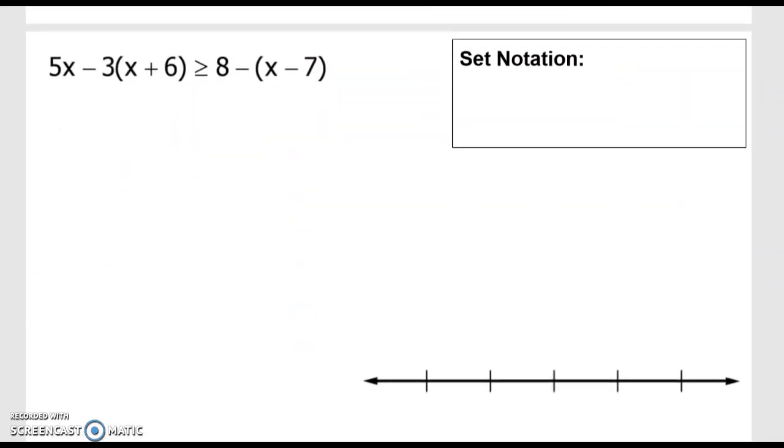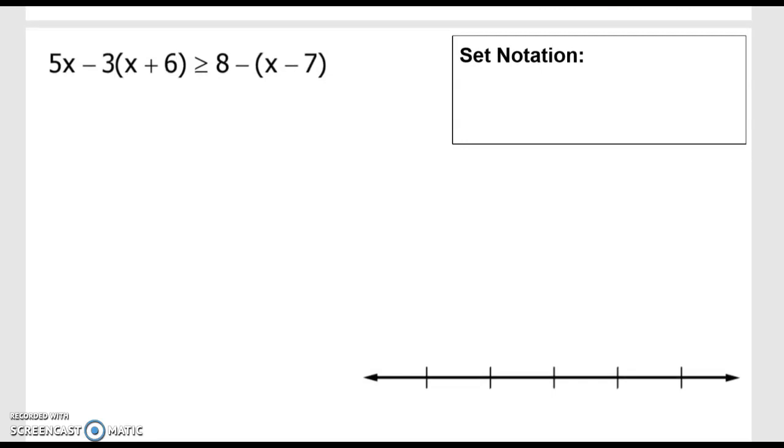All right, so here, again, we just need to solve out the inequality. So I have some parentheses. So let's deal with the parentheses first. Over on the left side, I have a negative 3 that needs to be multiplied by the x and by the positive 6. Now, this 5x is just out here by itself, so we're just going to rewrite it. Negative 3 times x is negative 3x. Negative 3 times 6 is negative 18. Is greater than or equal to.